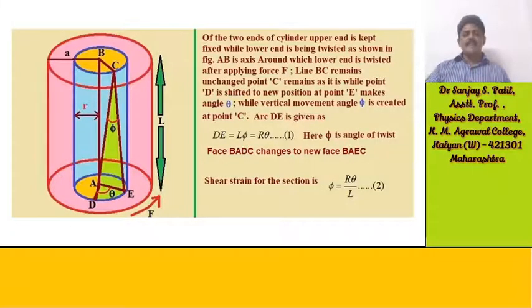Arc DE is given as alpha is equal to r theta. Suppose this is equation 1. Here phi is the angle of twist, and the face BADC changes to the new face BAEC. So the shear strain for the section, phi, is equal to r theta divided by L. Suppose this is equation 2.